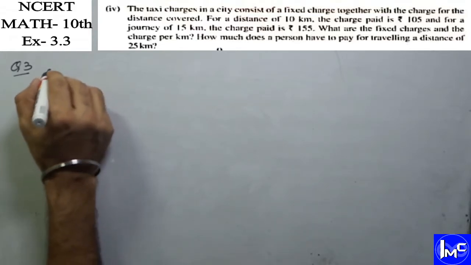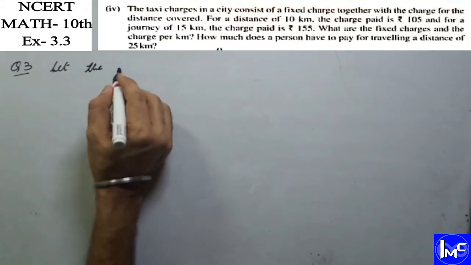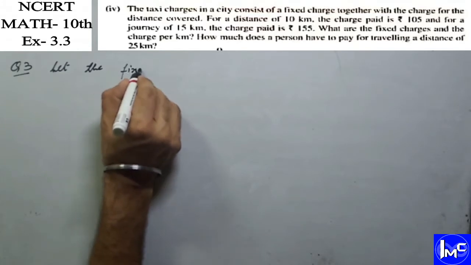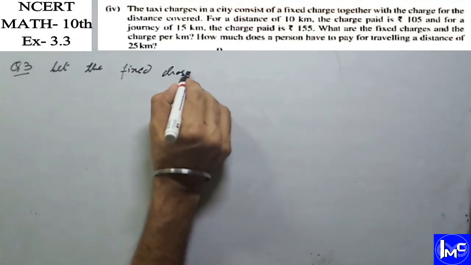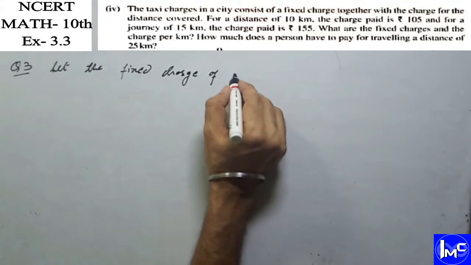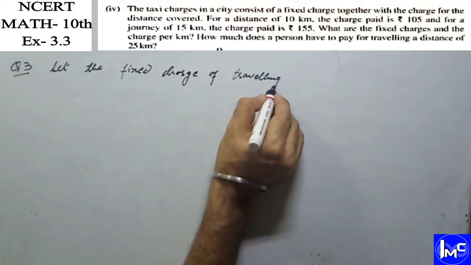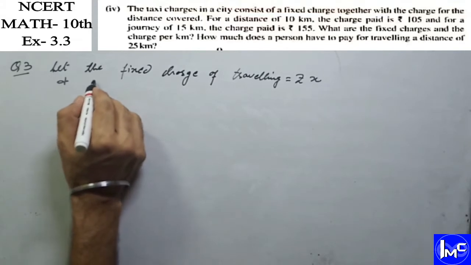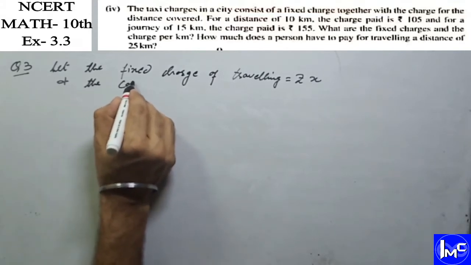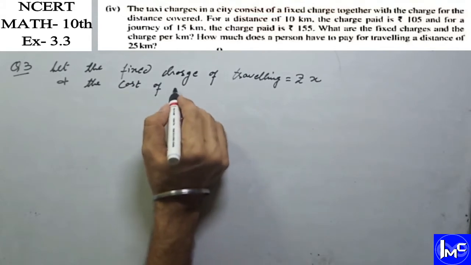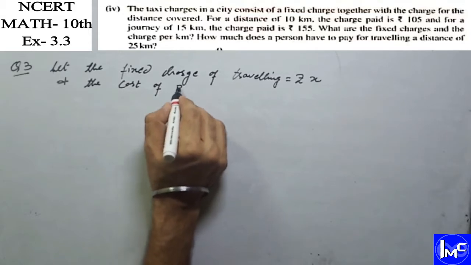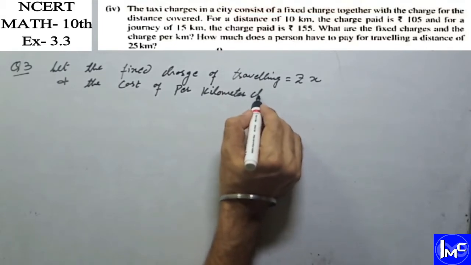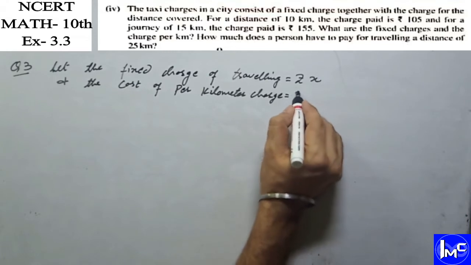Let the fixed charge of traveling is equal to rupees x, and the cost of per kilometer charge is equal to rupees y.